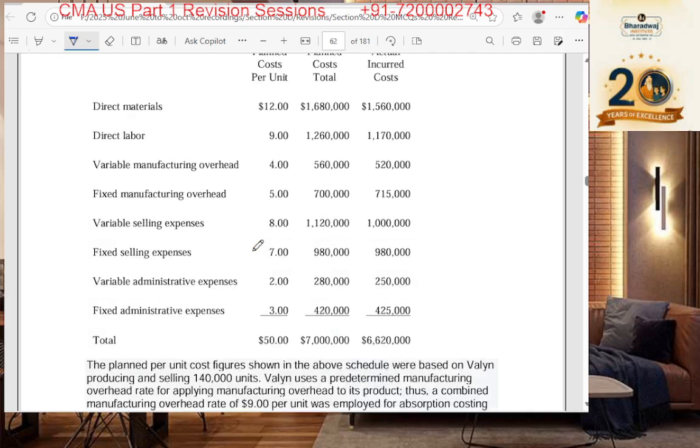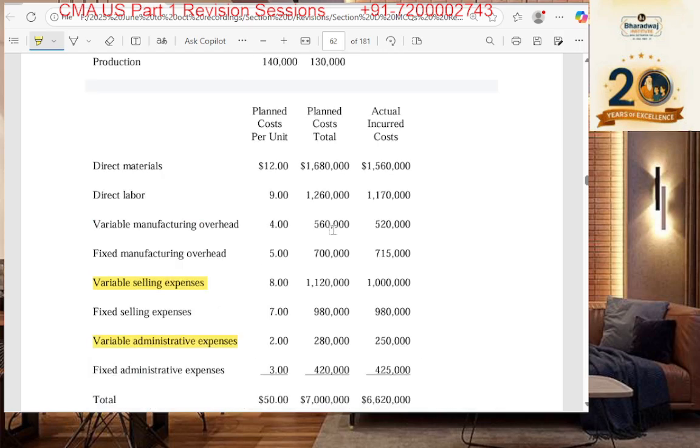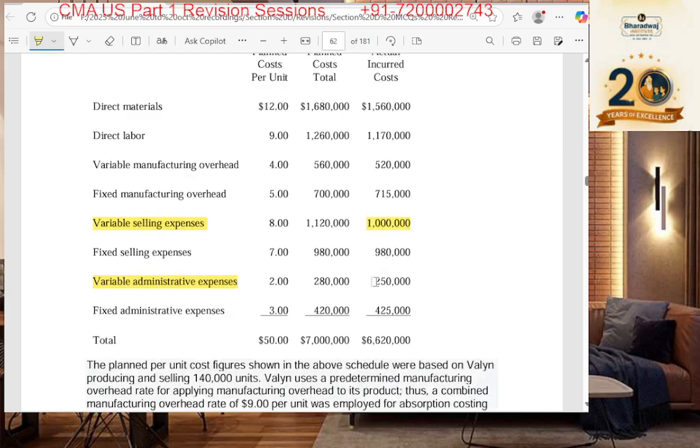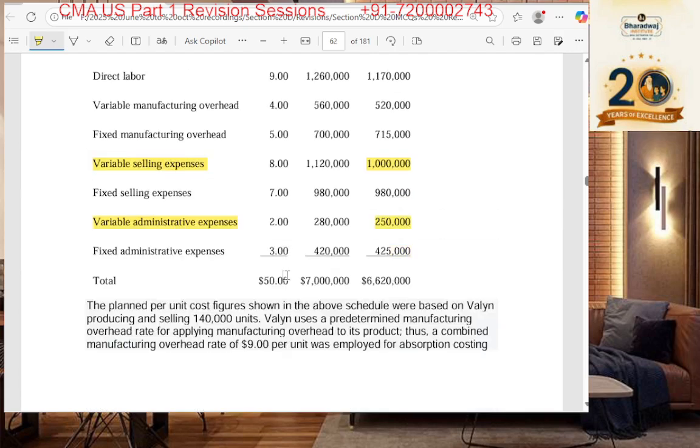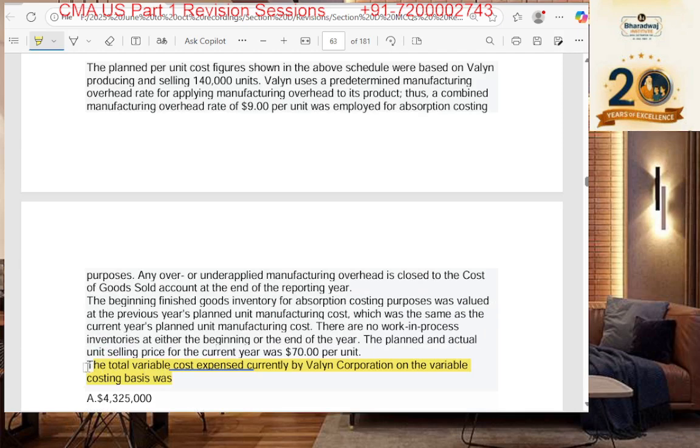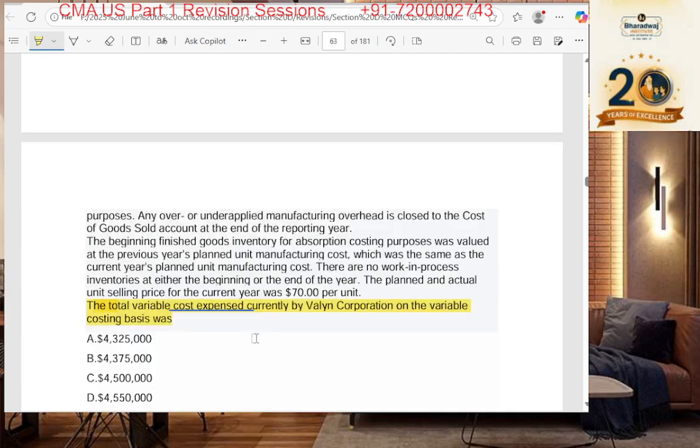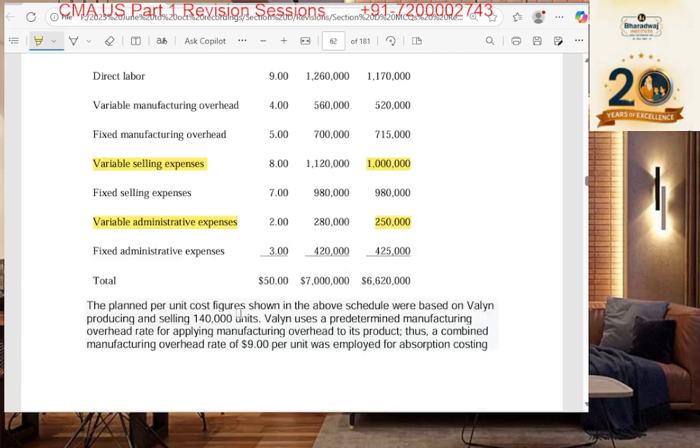Expense now, which one will we expense? Period cost. Variable administration cost, variable selling cost and variable administrative cost, we will expense it. We will charge it in P&L account as period cost. SG&A are all period costs, sir. Total variable cost expensed currently.